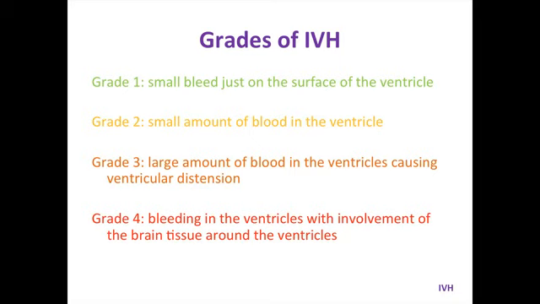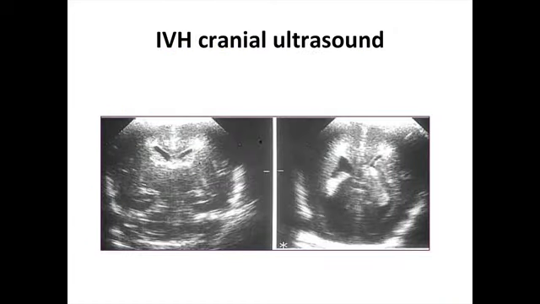There are different grades of intraventricular hemorrhage. Grade 1 is just a small bleed on the surface of the ventricle. Grade 2 involves a small amount of blood in the ventricle. Grade 3 is a large amount of blood in the ventricles, causing ventricular distension. And Grade 4 is bleeding in the ventricles with involvement of the brain tissue around the ventricles. This is a picture showing you what an intraventricular hemorrhage looks like on cranial ultrasound.